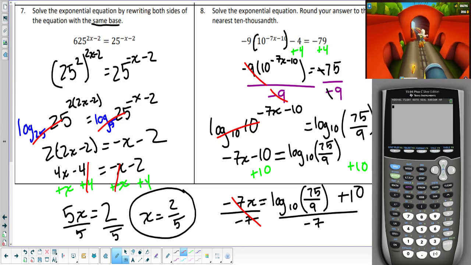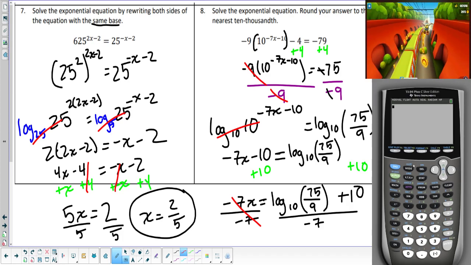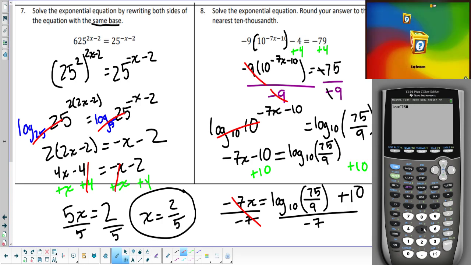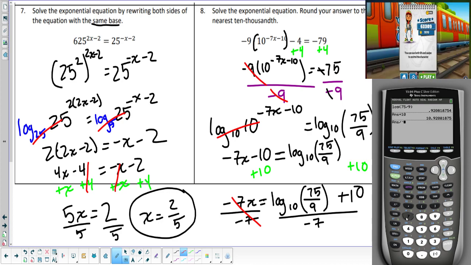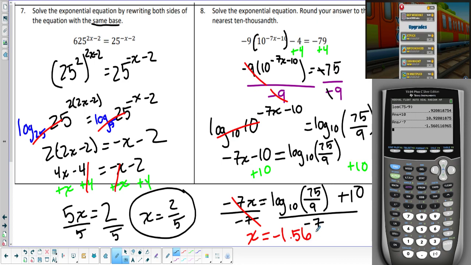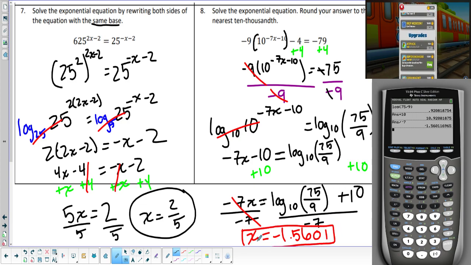What's good is that log base 10 is just log on the calculator. So this button right here, log, that's just log base 10. And so I can just take log of 75 over 9. You get that number. And then add 10 to it. You get that number. And then divide by negative 7, and you get that number. So x equals negative 1.5601, which is what happens when you type this whole thing into the calculator.